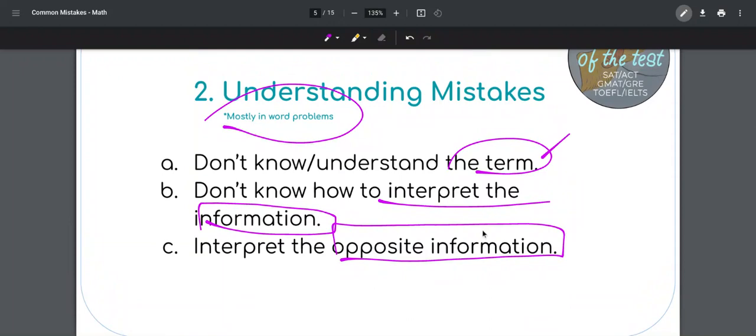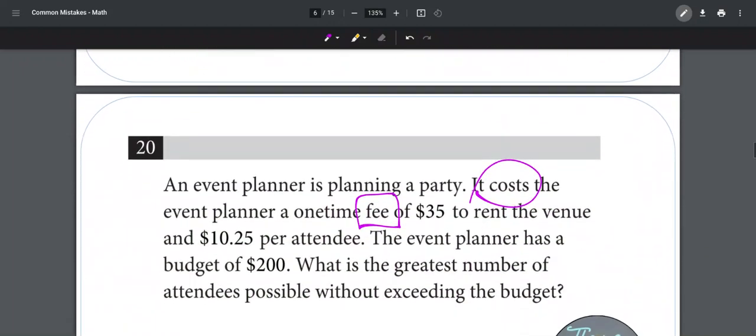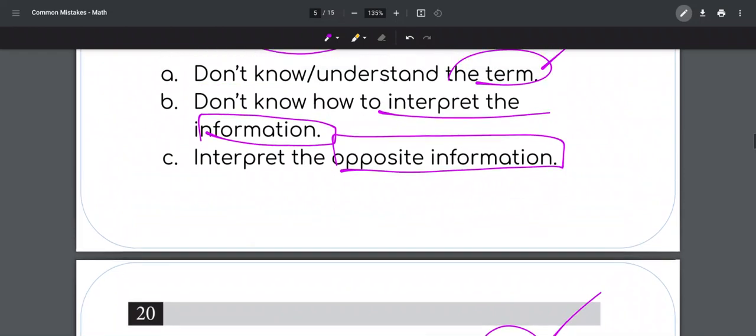Now, you don't know how to interpret information. Okay, so you know what is cost, you know what is a fee, you know what is an attendee, you know everything, you just don't know how to put it into an equation form, right? That will be not knowing how to interpret information. And finally, interpret the opposite information.